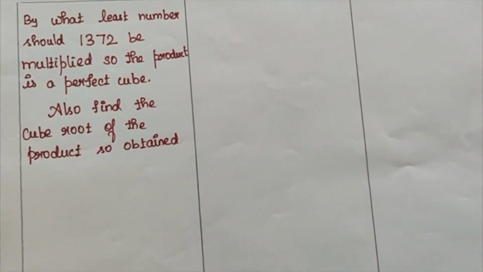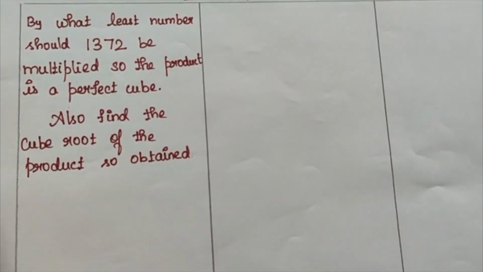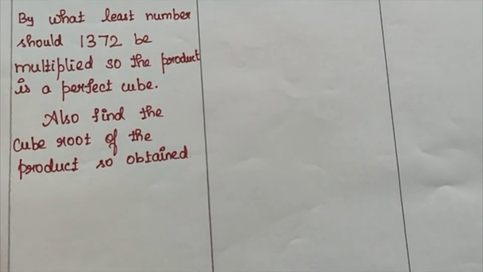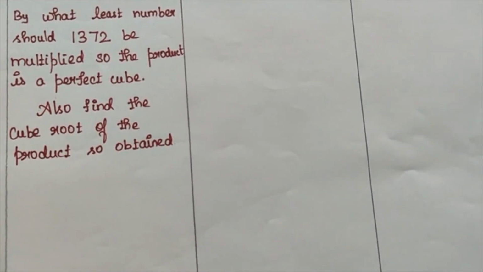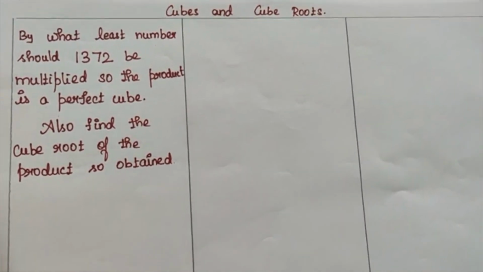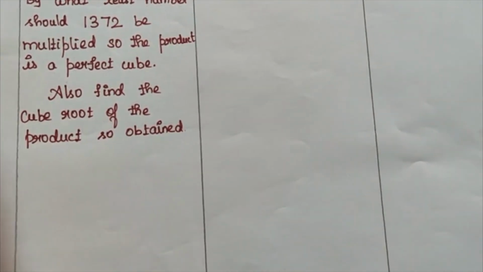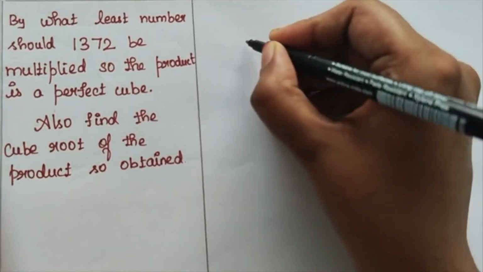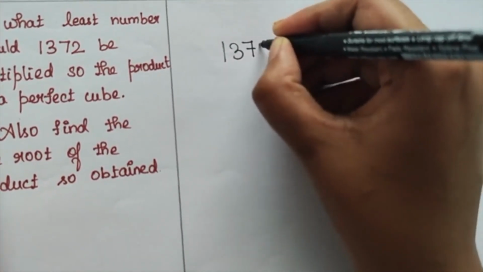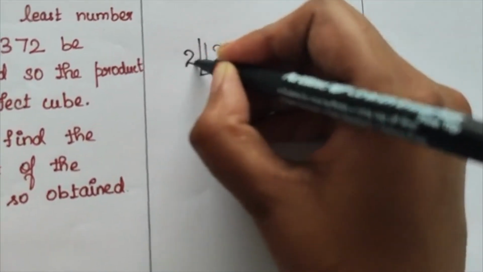By what least number should 1372 be multiplied so that the product is a perfect cube? Also find the cube root of the product so obtained. So we need to find by which number this one should be multiplied, and we need to find the cube root of the product that we obtain later. So let's take this one, 1372. Since it is an even number, let me divide it by 2.